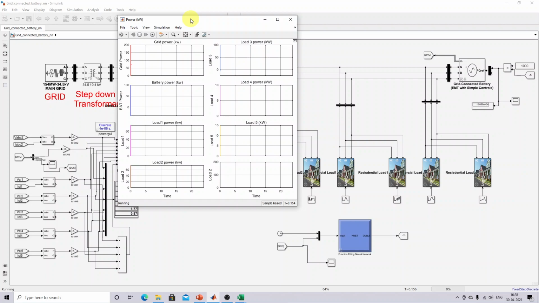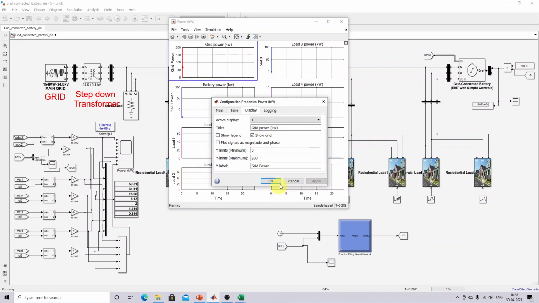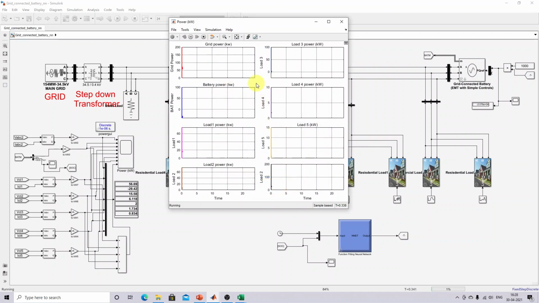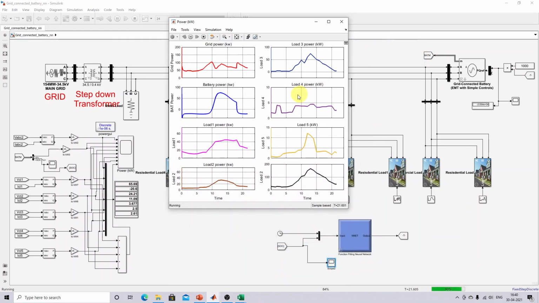So the model started simulating. Okay, so it will take some time to complete the 24 hours. Okay, so we will wait until the simulation completes. Almost comes to end.